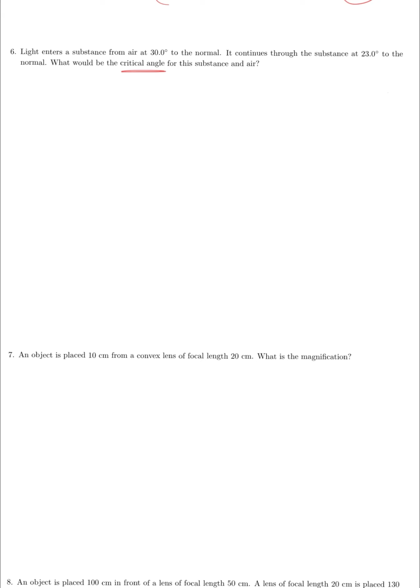Okay, so we know, like I said, that when theta 1, or theta I, is at the critical angle, theta C, then we know that our refracted angle is 90 degrees. Now, it's asking us here for the critical angle.